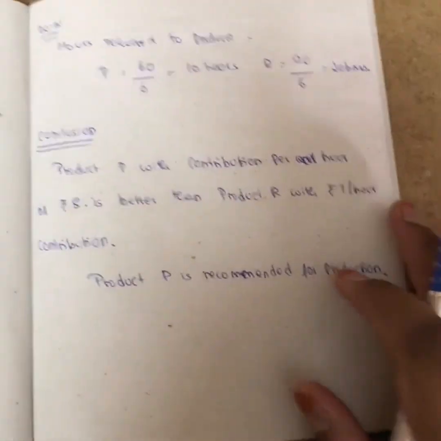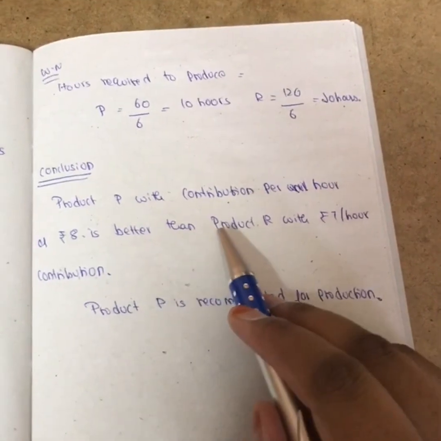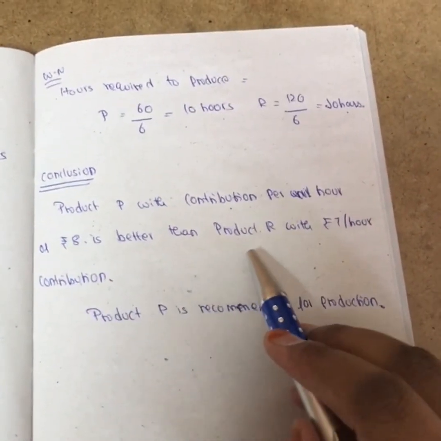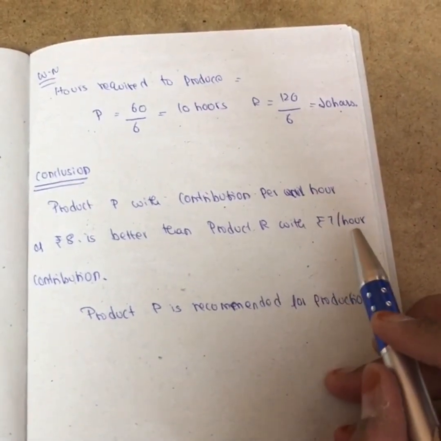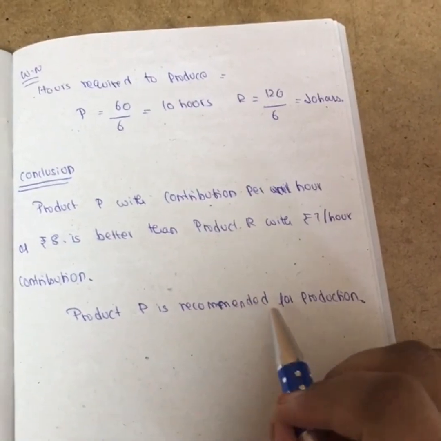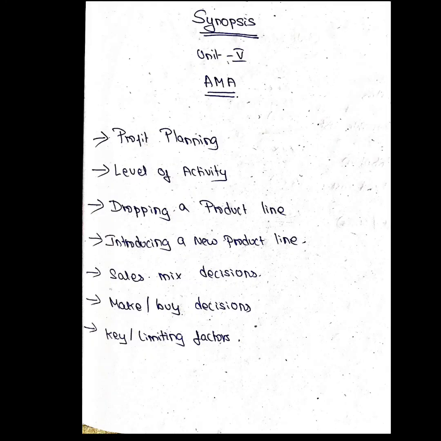Now we'll see the conclusion, girls. Product P with a contribution per hour of rupees 8 is better than product R with rupees 7 per hour contribution. Okay, product P is recommended for production. So this is all about product decision, girls.